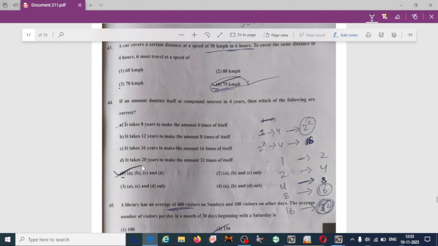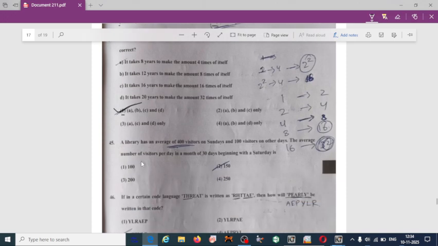If an amount doubles itself at compound interest in 4 years, then which of the following are correct? Option A is correct here. A, B, C, D. A library has an average of 400 visitors on Sunday and 100 visitors on other days. The average number of visitors per day in a month of 30 days beginning with a Saturday is. Option 2.